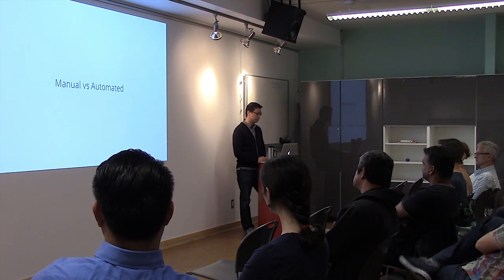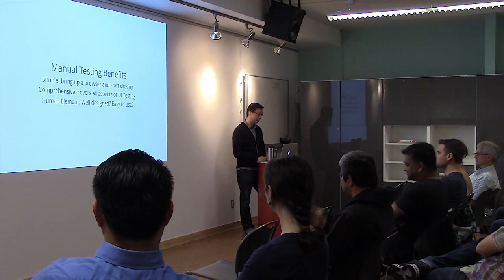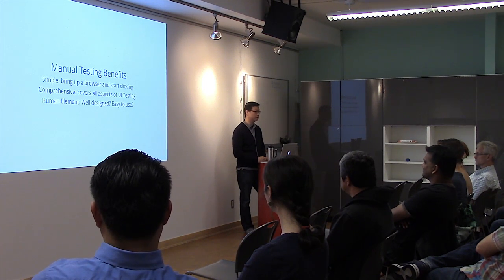The two major ways that UIs are tested today, I'll break them out into manual testing and automated testing. There are many benefits to manual testing. First of all, it's very simple. Anyone can do it. You basically bring up a browser, open up your website, and start clicking away. It's comprehensive, so you could theoretically manually test every aspect of your application. It's obviously time consuming, but it's possible.